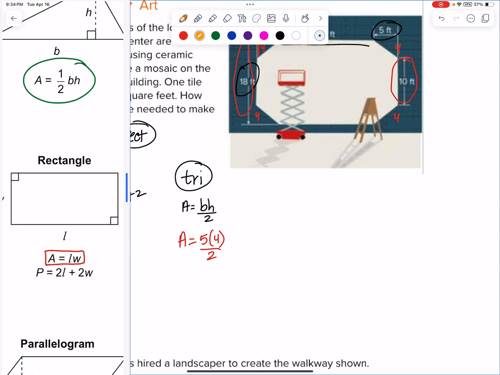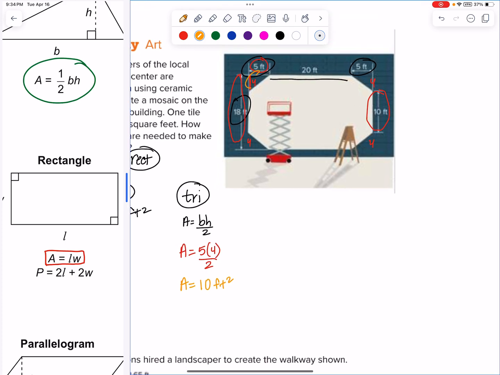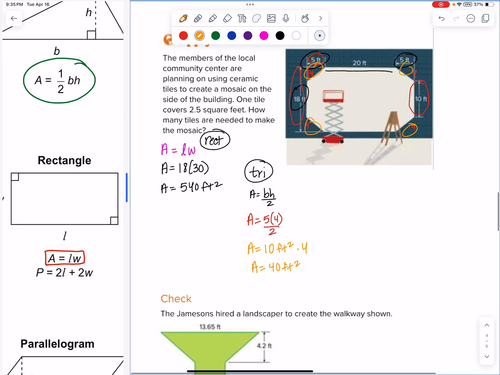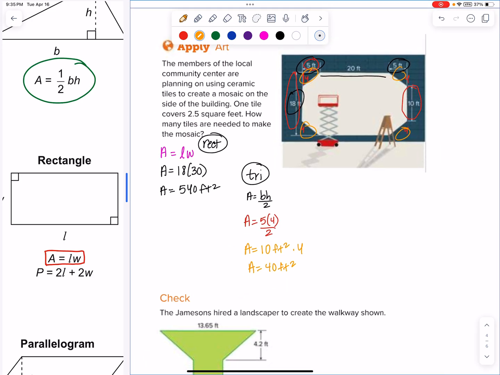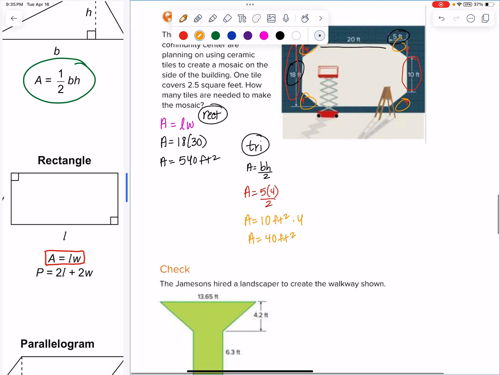Let's go ahead and plug that in and get the area of our triangle. So 5 times 4 is 20, divided by 2 we know is 10. So we have 10 feet squared for each triangle. But how many triangles do we have? We've got 1, 2, 3, 4, right? So we multiply that by 4, and we end up with an actual area of 40 feet squared worth of triangles. So let's get rid of the triangles from our rectangle and subtract 40. Nice, easy math on this one, huh?